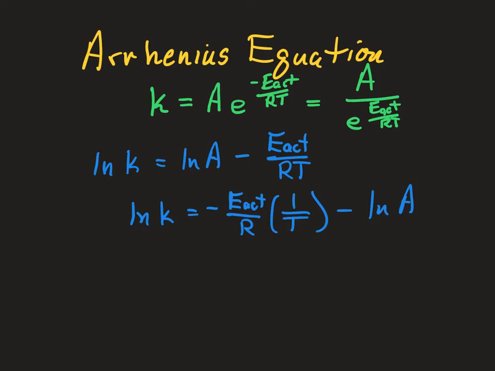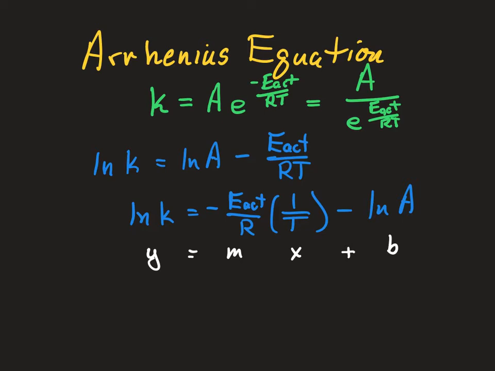And so that puts us in a y equals mx plus b form, right, where the natural log of k becomes our y variable, minus activation energy over R becomes our slope, 1 over the temperature is our x variable, and the natural log of A becomes our y-intercept. And then, as we do, right, this is an equation very much in the same form as the Clausius-Clapeyron equation, and so we can do the same thing.